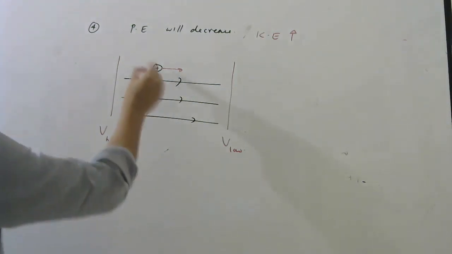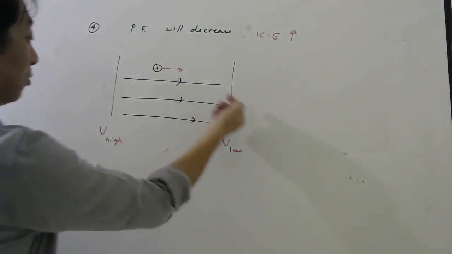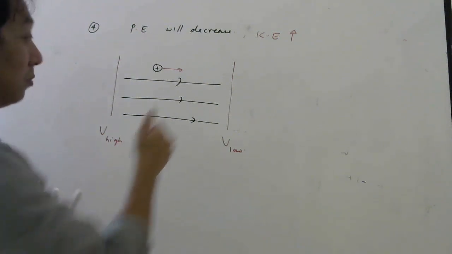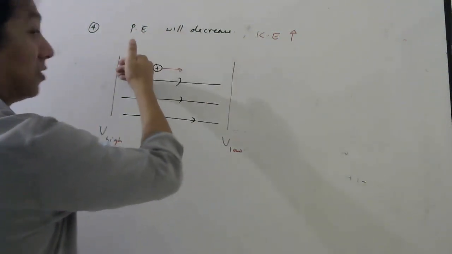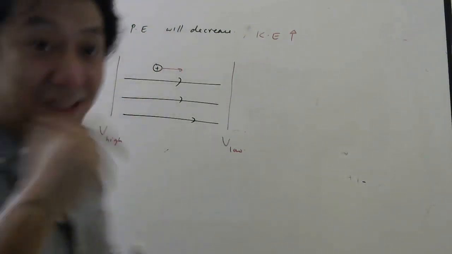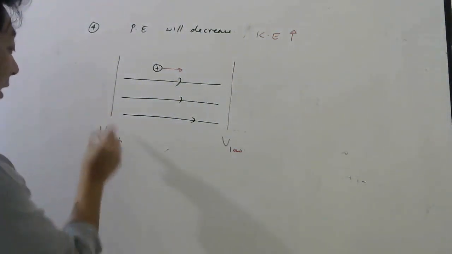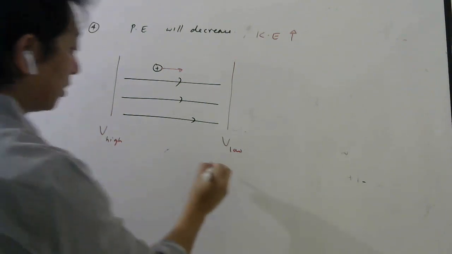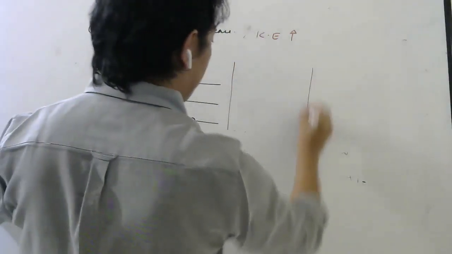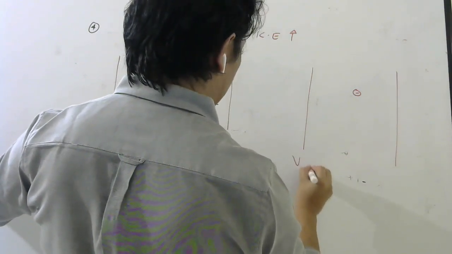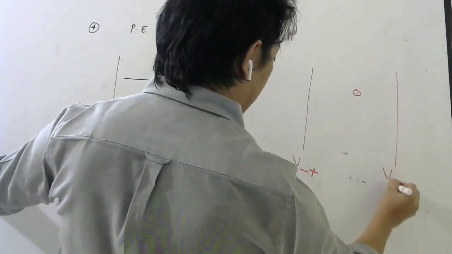What if you put negative charge? Now negative charge will move from low potential to high potential. Negative charge will move from low potential to high potential. That doesn't mean potential energy is increasing. Potential energy is still decreasing, because this will be, you understood, no? Potential energy, suppose this was negative. Suppose it was negative charge. This is V high. This is V low.